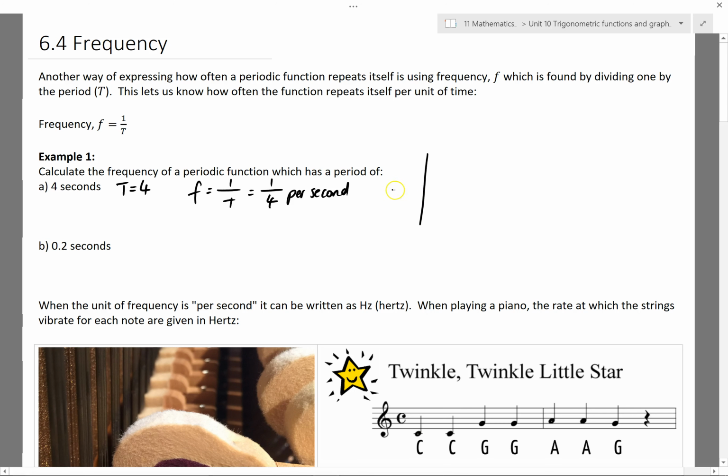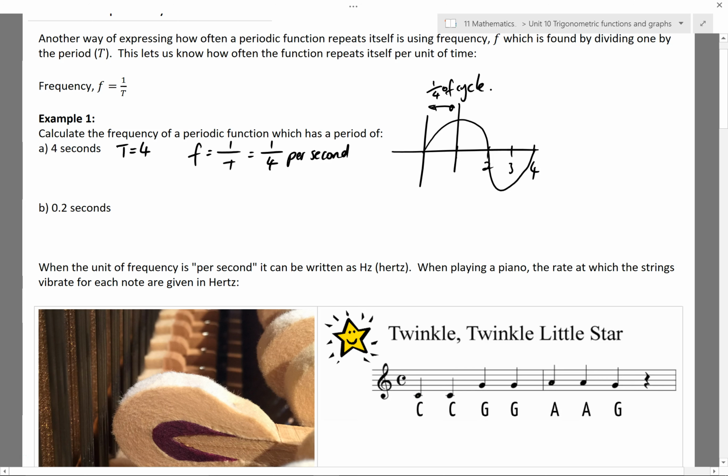What would this look like? Suppose I have just a sine graph with a period of 4. In 1 second, I've got 1/4 of a cycle.